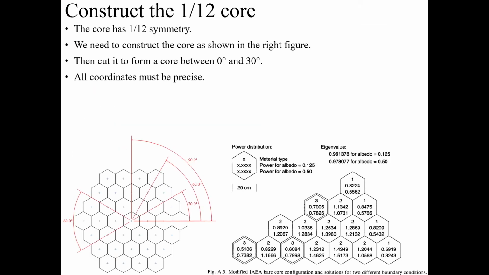Next, we need to analyze this model. We know that the core has 1/12 symmetry. Therefore, we are going to model this part of the reactor, so that is 30 degrees. And we need to construct the core as shown in this figure. We need to construct all those hexagon lattices, and then we are going to cut it in order to remove the unwanted region and form a core exactly between 0 degree and 30 degree. In addition, all the coordinates must be precise.